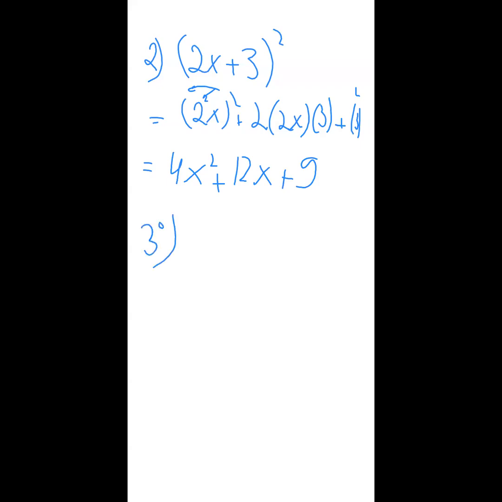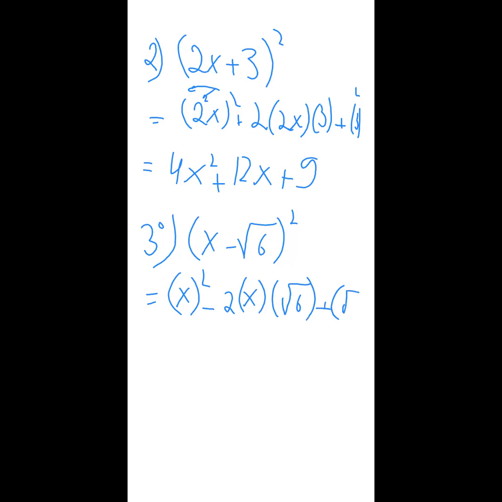Part 3. X minus radical 6 كلها square. It's equal to square of the first one minus 2 into the product of the two terms plus squaring of the second term. Now what about x squared بتضل the same minus 2 times x times radical 6.